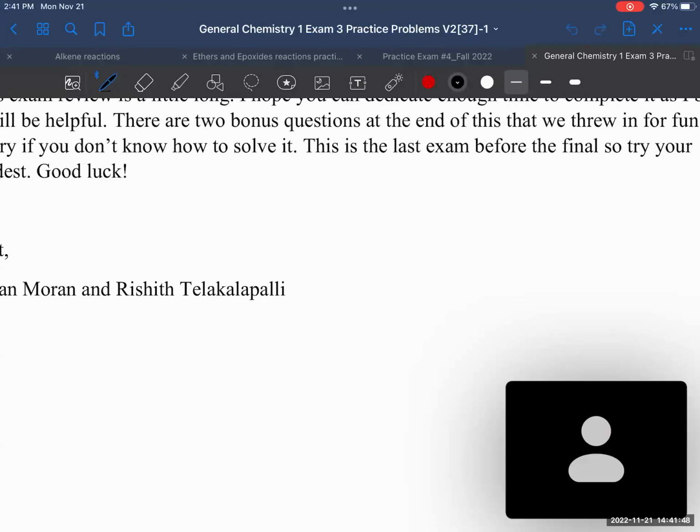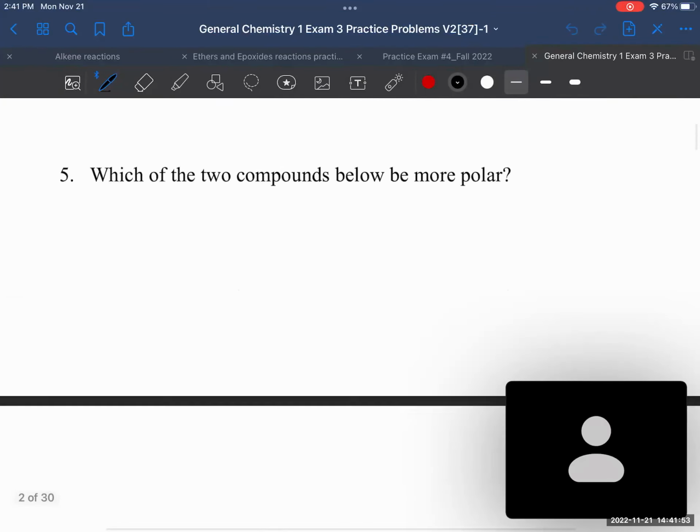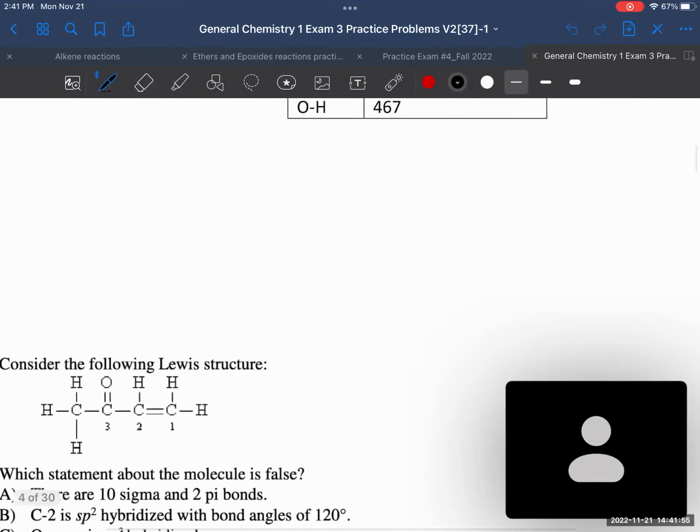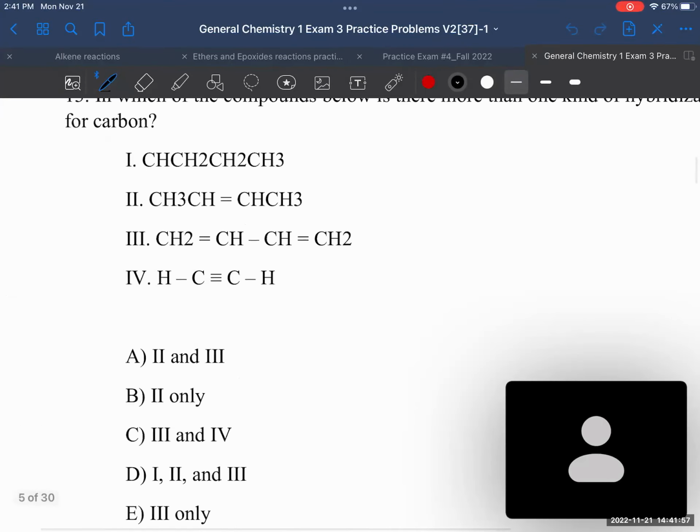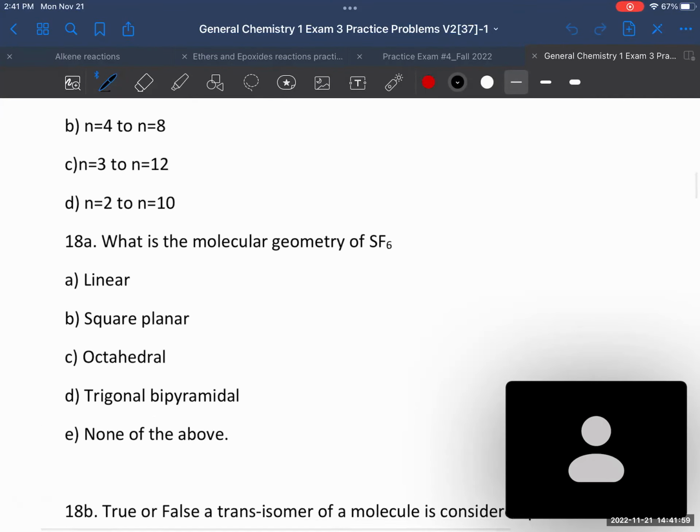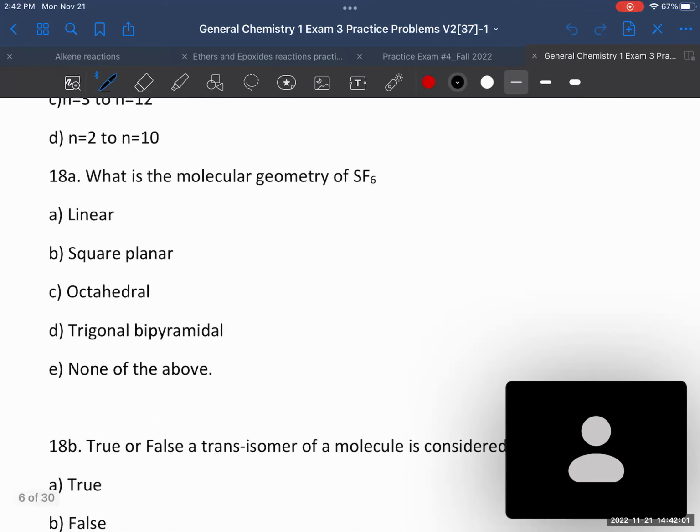All right, we're good. So we probably left off at question 17 last time, the frame review. Now we'll move on to question 18. What is the molecular geometry of SF6? Anybody have any idea?